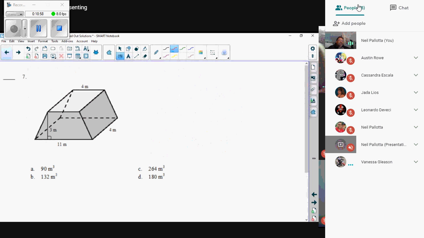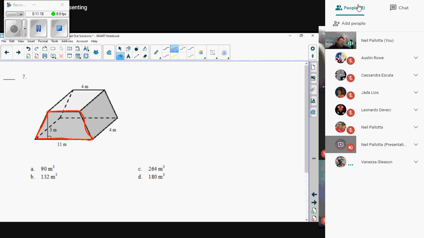Now, problem 7, I debated whether I was going to give you guys this or not on the first day, because it's a tougher problem, and it's tougher because we have to recognize the base area here is a trapezoid, right? This is the base. I'm going to trace it in red here. That's the base area, right?